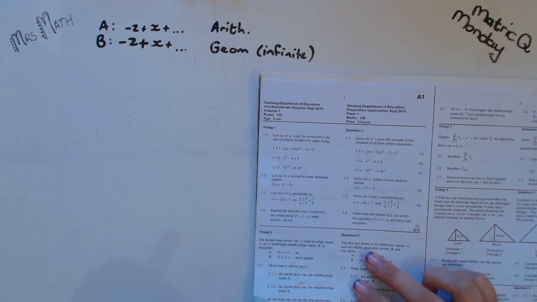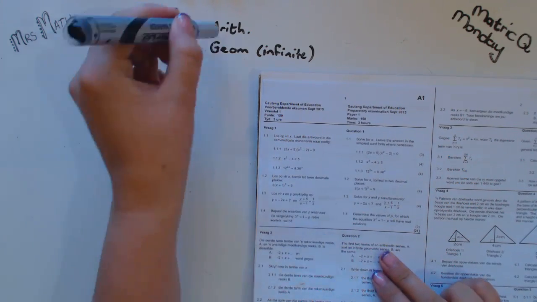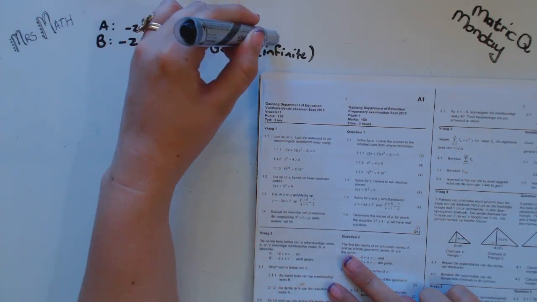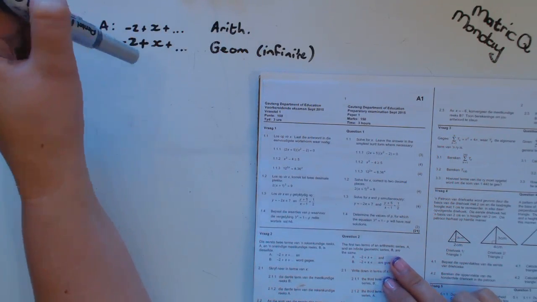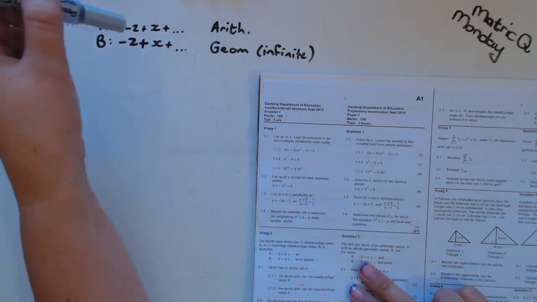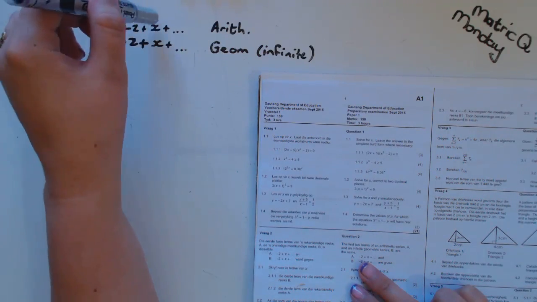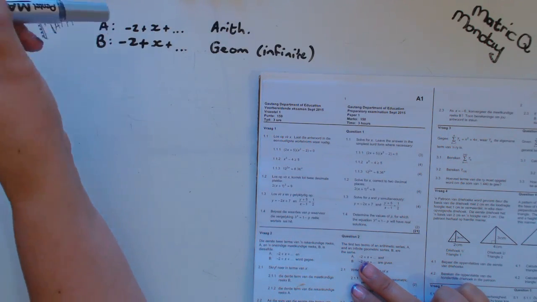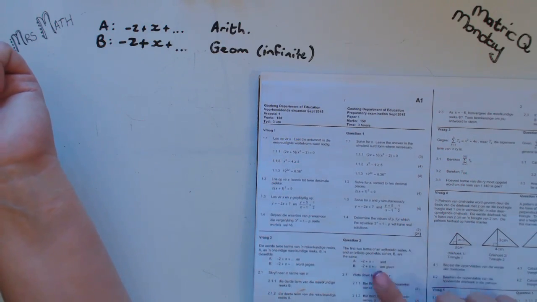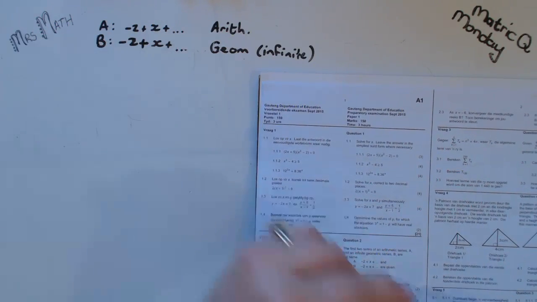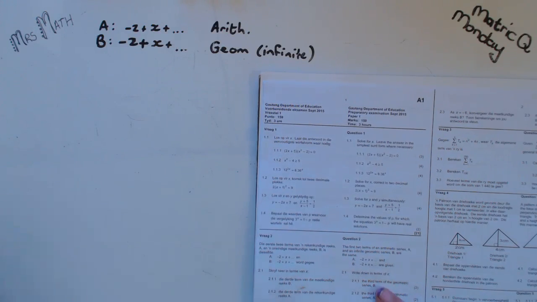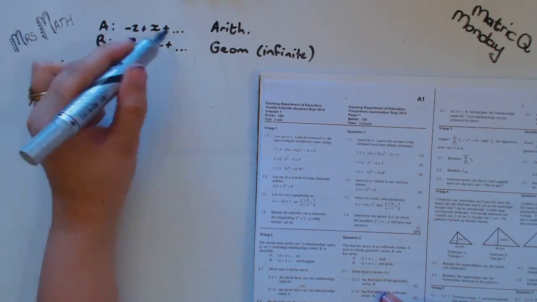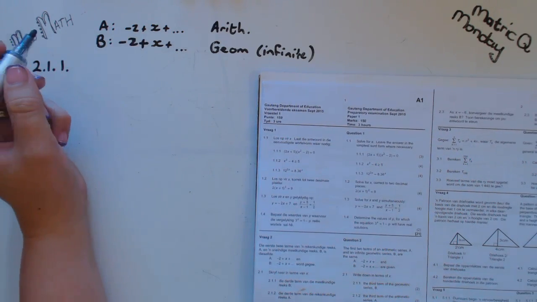Right, so let's look at question 2. It says the first two terms of an arithmetic series A and an infinite geometric series B are the same. So it's both minus 2 and x. It's an arithmetic series that starts minus 2, x and then something else. The geometric series also starts minus 2, x and then something else. They've numbered them A and B. Then they say 2.1, write down in terms of x the third term of the geometric series B. So I want the third term.